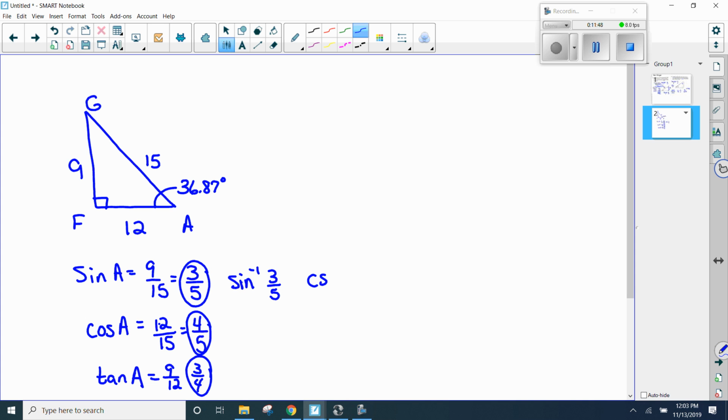The cosecant. And what do you know about the cosecant? It's the reciprocal of sine. So I could just put down that that's going to have a value of 5/3. And if you want to put down that it's going to be 15 over 9 and then reduce it, that's okay. Then you are asked to find the secant of angle A, which is the reciprocal of cosine, which gives you a value of 5 over 4. Then you are asked to find the cotangent of angle A, which is the reciprocal of tangent, which would be 4 over 3.